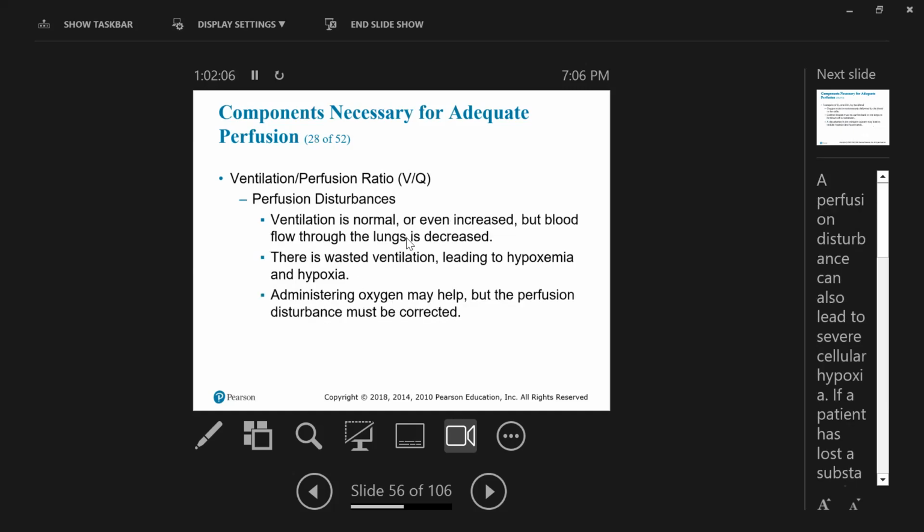Perfusion disturbances also: if you have ventilation that is normal or even increased, but blood flow through the lungs is decreased, there is wasted ventilation leading to hypoxemia or hypoxia. Administering oxygen will actually help, but the perfusion disturbances must be corrected. So you need to fix whatever might be wrong with the patient.